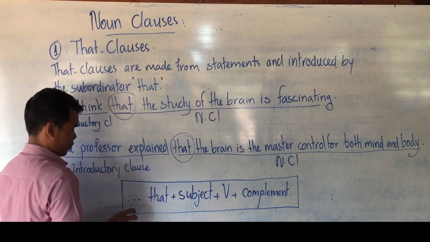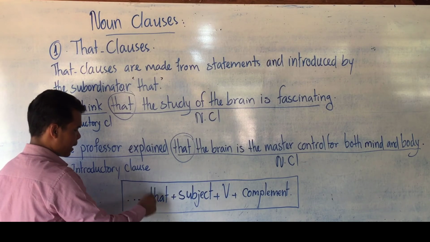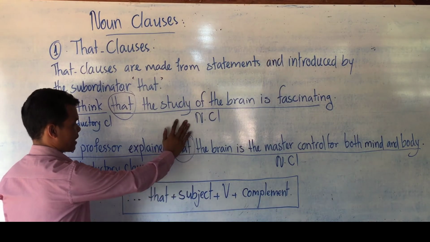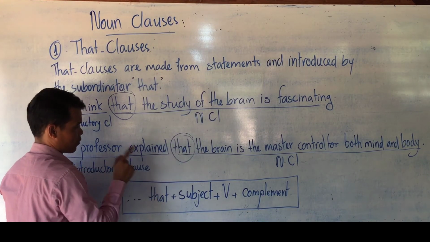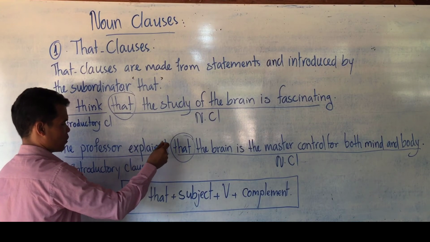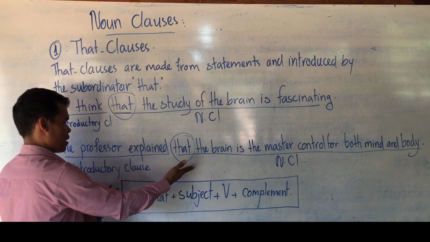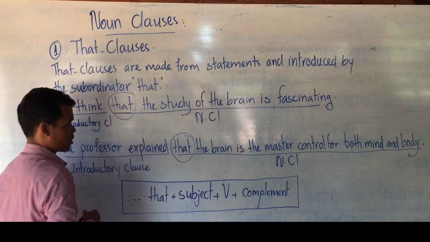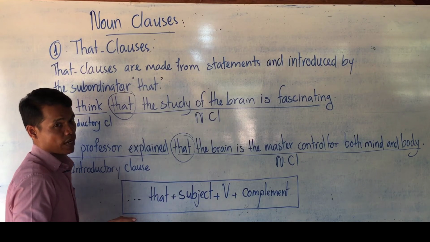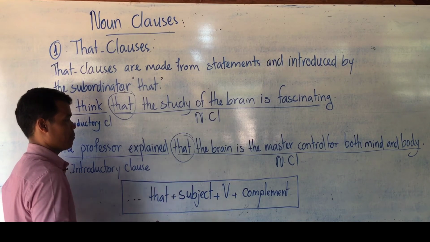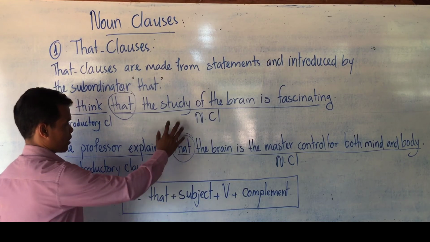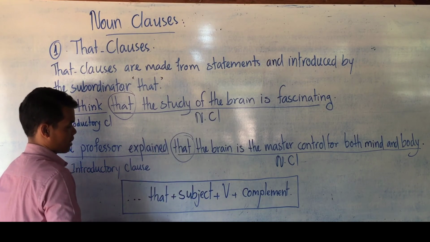Don't get confused. That in these positions has no function. That's why that can be omitted. So don't get confused. Sometimes you can find it difficult to separate that in a noun clause and that in an adjective clause. That in an adjective clause has its own function. It can be a subject or an object, but that in a noun clause has no function at all. That's why that can be omitted.